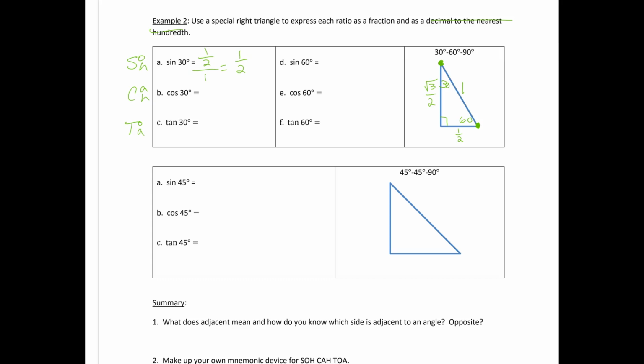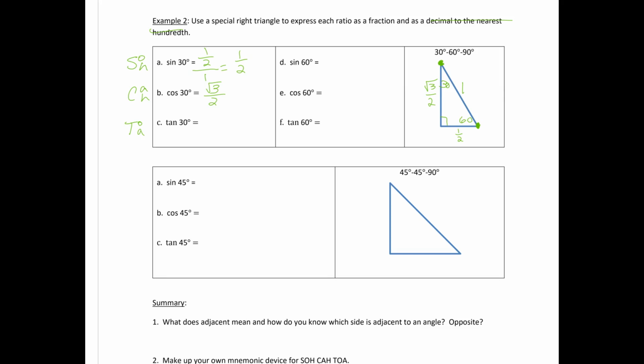The cosine of 30 degrees. The cosine is going to be the adjacent side over the hypotenuse. Again, we're going to end up with a situation where we have 1 in our denominator, so the cosine of 30 degrees is just going to be the square root of 3 over 2. And now we're going to deal with the tangent of 30 degrees.